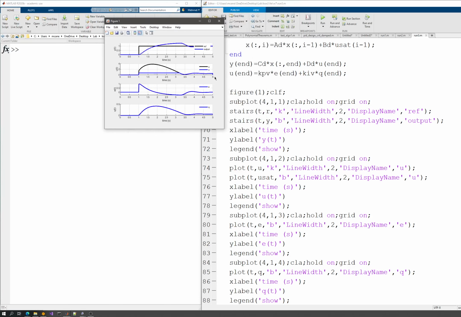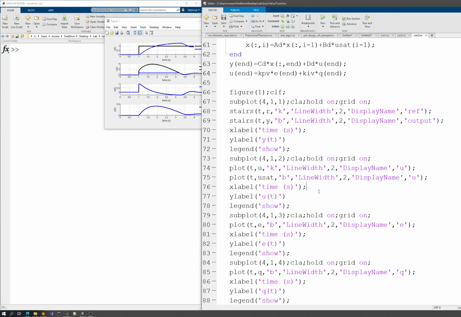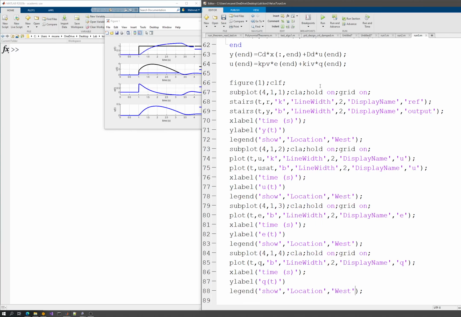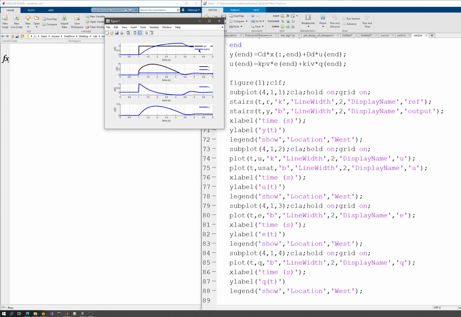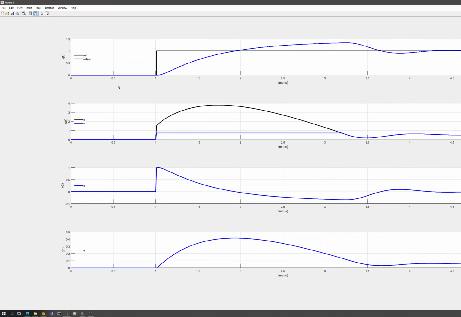Now you can see something happened there, but these legends are in my way. I might put them on the left. Therefore, there's a code. You can just say that the location should be, let's say, west. I guess it would be a good idea. If I pass these two parameters here, then my legends will move from the right to the left. And if I maximize my window, I have a nice clean look here.